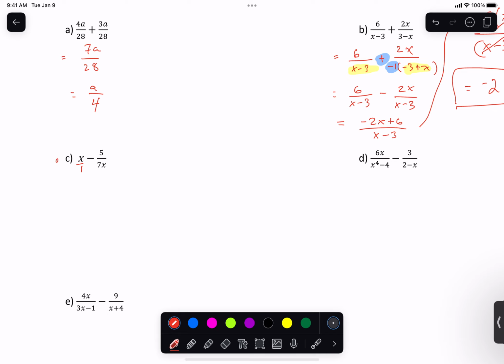So if I multiply this by 7x over 7x, magically I get a 7x in the denominator, right? And so I'm going to get 7x squared over 7x minus 5 over 7x. Let me make sure you're good with that. Okay, you know you're right, because if I go to reduce this, what should I get back? I have to get that back.